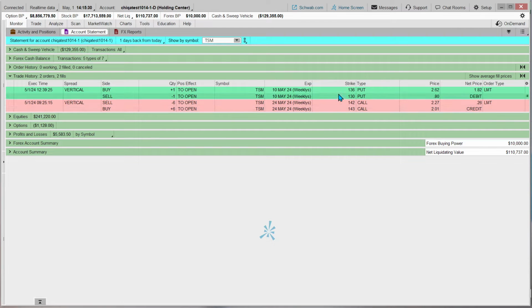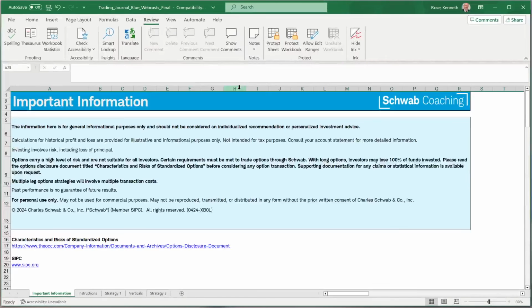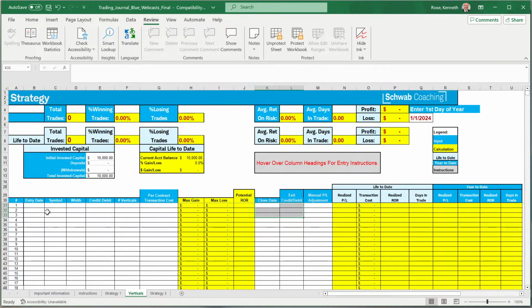Now, how would we enter these trades on the Schwab Trading Journal for verticals? Well, let's come back over here and take a peek at an example. So here we are on the spreadsheet journal, I guess you could call it. Let's come down to the bottom and click on the vertical section of this trading journal. Right here, why don't we start off by entering the short vertical?